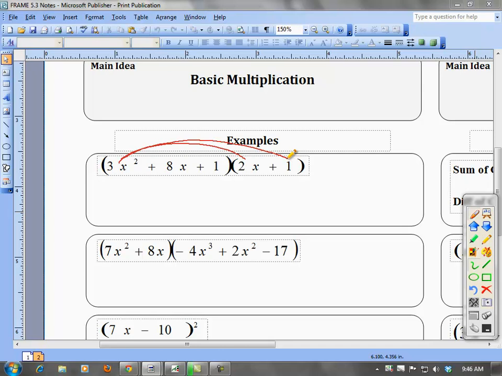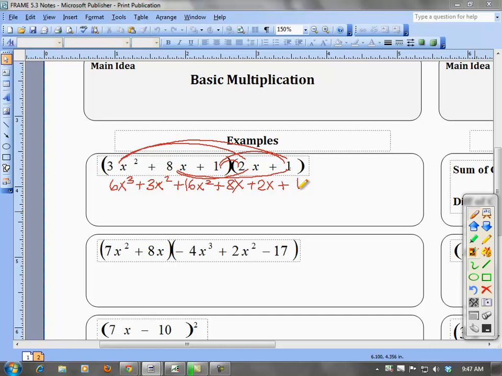So 3x squared times 2x is 6, and now I have x cubed. 3x squared times 1 is a positive 3x squared. Okay, now I do the second number. 8x times 2x is 16 with an x squared. 8x times 1 is 8x. And then I do the 1. 1 times 2x is 2x. 1 times 1 is 1.